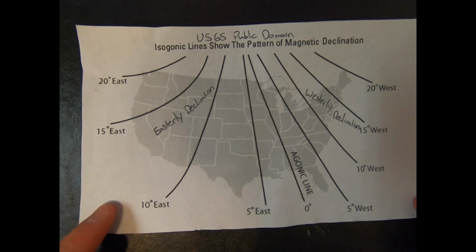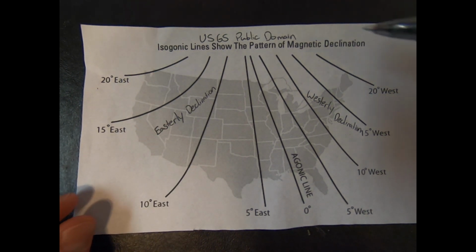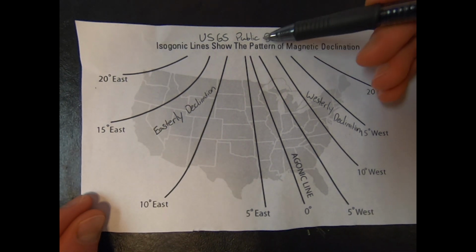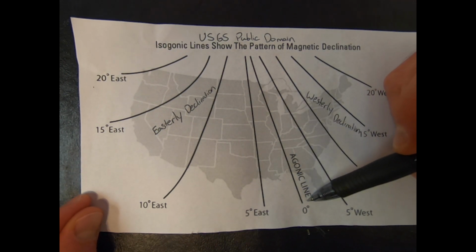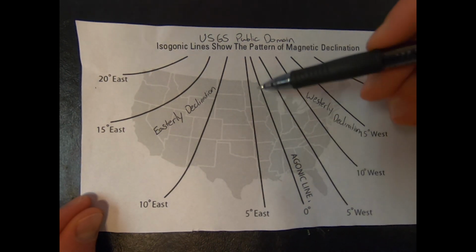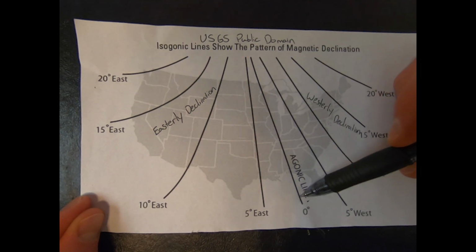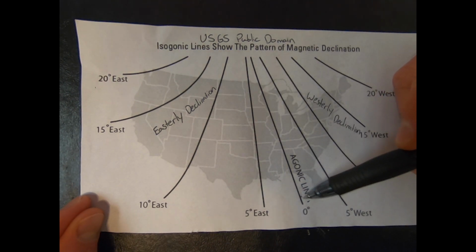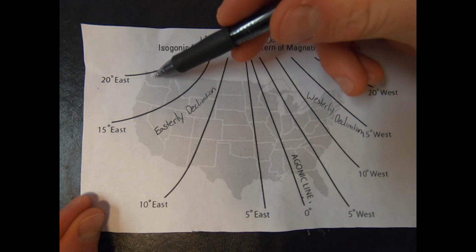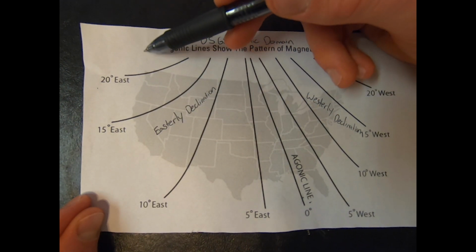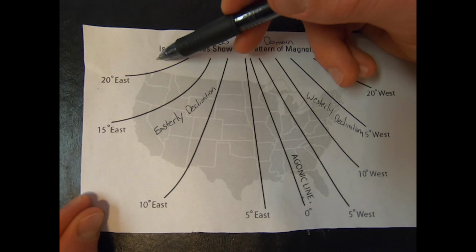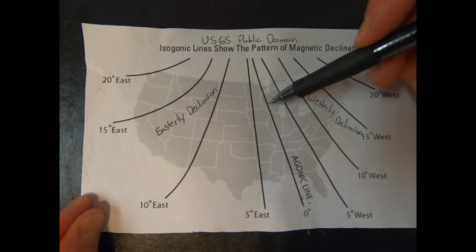So that is shown in this chart. So here is that agonic line, that line of 0 declination. So if you're on this line, you wouldn't need to adjust your compass at all. But as you move out, you can see that you're going to have to adjust your compass more and more the farther you get away from that agonic line.